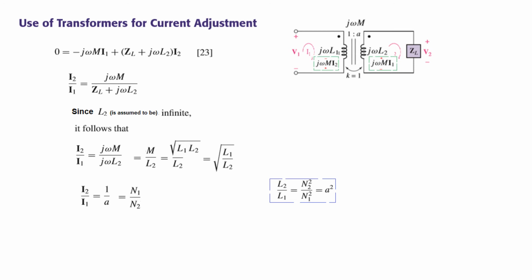And again from here 1 over A will be, N1 will go up and N2 will come down, so it will be N1 over N2. And so from here you can see that I2 is N1 over N2 multiplied by I1. So if you want to get the increased value of I2, then you have to increase the number of turns in the primary winding, or reduce the number of turns in the secondary winding. So this is how you can get the adjustment in the value of output current.